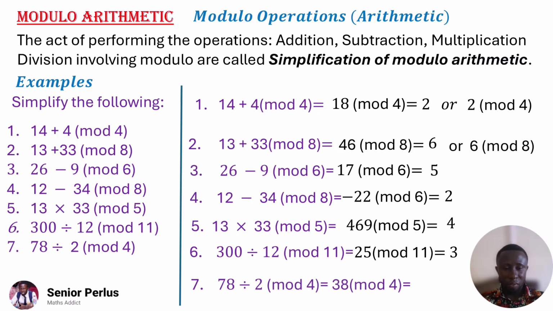Then we have 78 divided by 2. Then we have 38 mod 4. The remainder is 2. Nice. So that's the modulo operation. A very simple and very interesting topic under modulo.